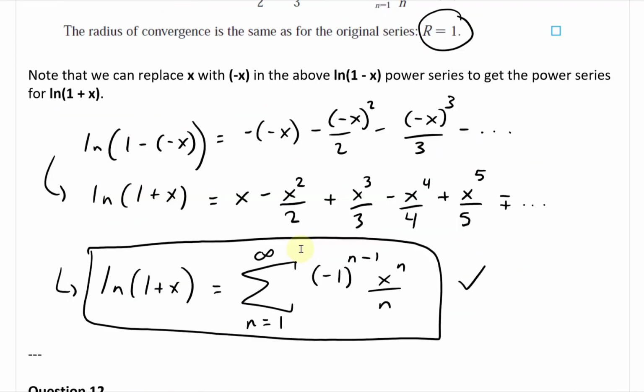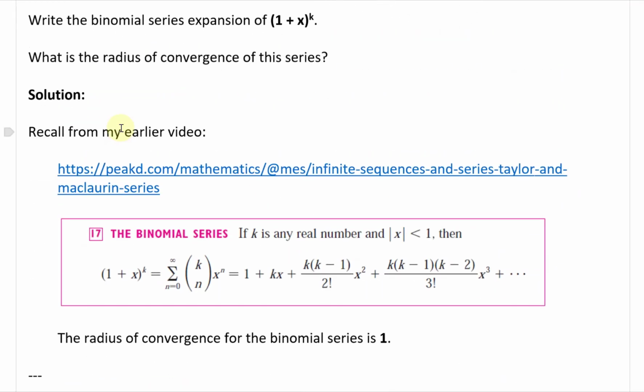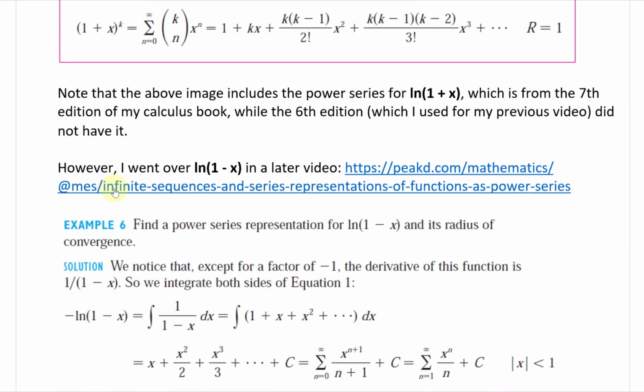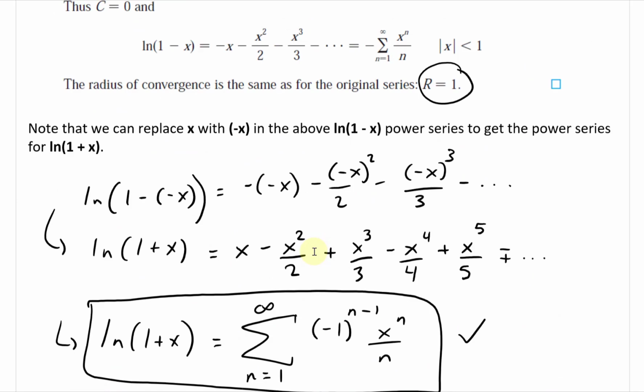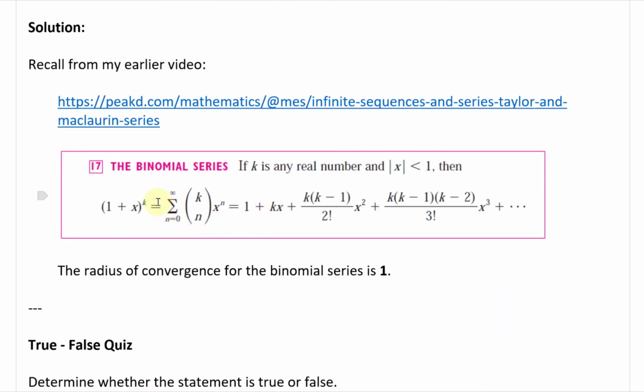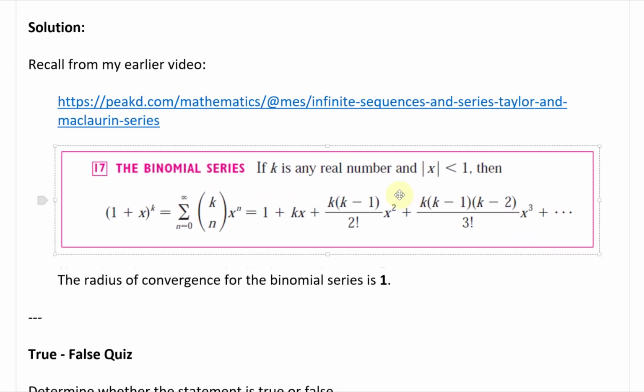There's a table, but we could basically see that, as well as in my earlier video over here on the Taylor and Maclaurin series. Actually, this is the same video as this link above here. This one here is the same link. And I specifically went over the binomial series in that video. So the binomial series is right here. So if k is any real number and the absolute value of x is less than 1, which is also the radius of convergence 1. There's the radius of convergence for the binomial series, it is 1.